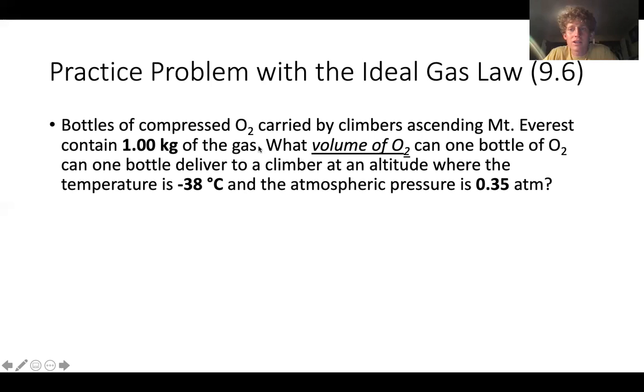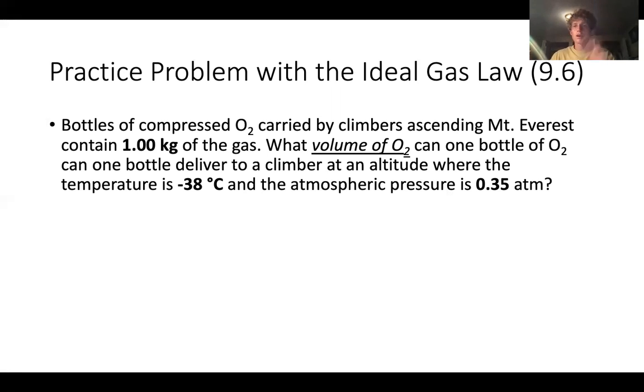So what do we have here? We have that a climber ascending Mount Everest has 1 kilogram of gas. So you have 1 kilogram of oxygen. You're looking for the volume of oxygen that one bottle can deliver at an altitude where the temperature is negative 38 degrees Celsius. You have your temperature, and the pressure is 0.35 standard atmospheres. So you have your pressure.